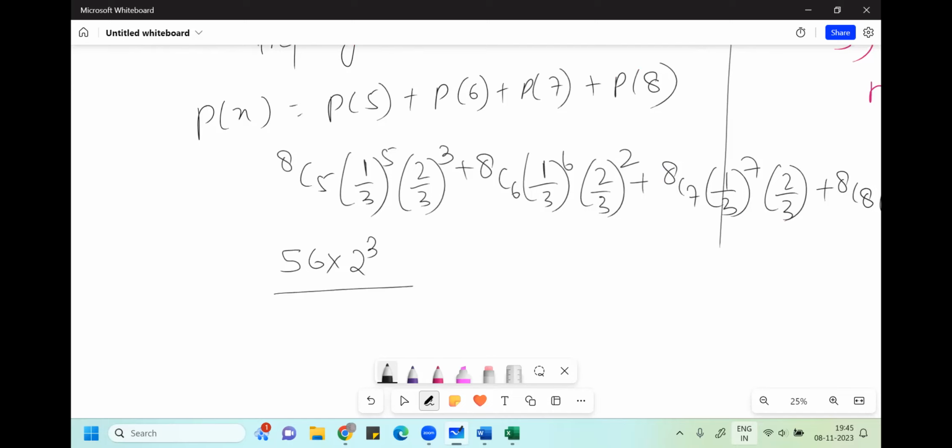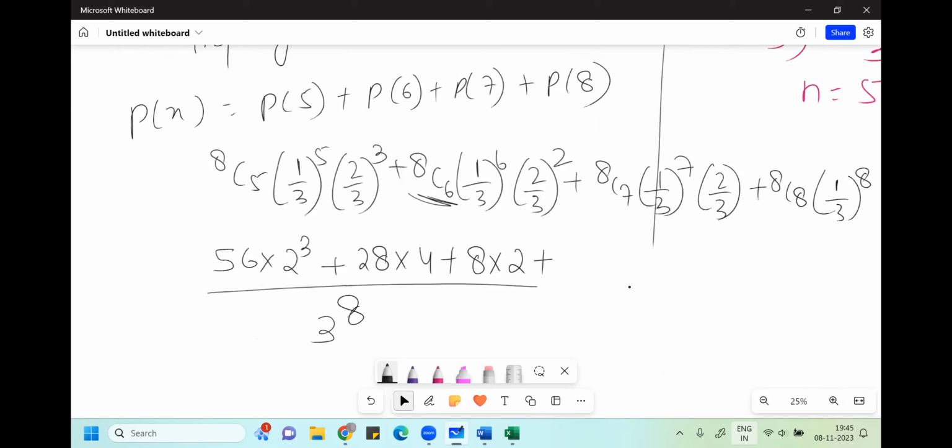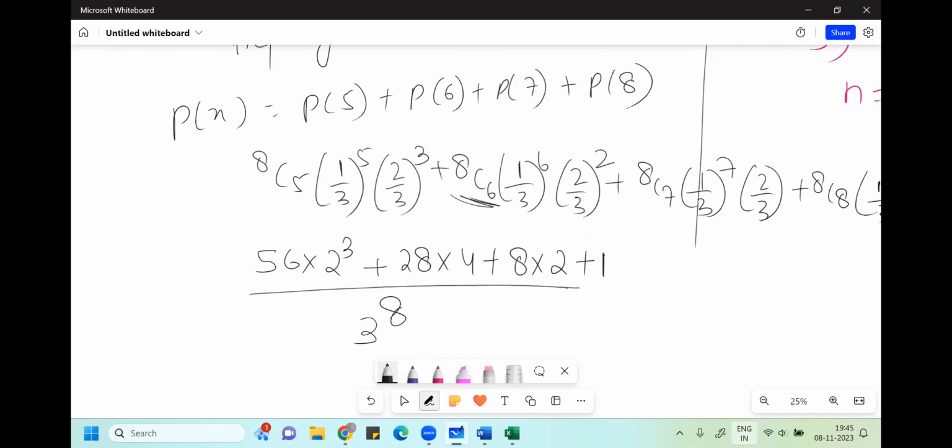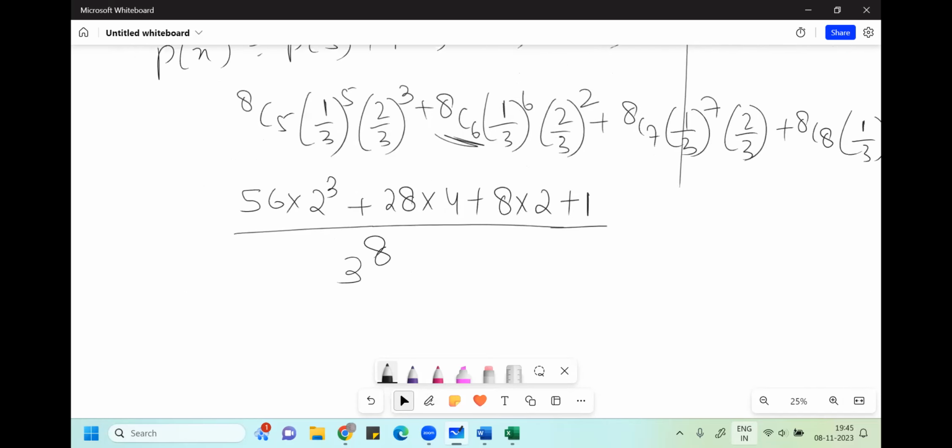Let me wait for all of you. This is 3 to the power 8. Denominator will be 3 to the power 8 only. Then this would be 8C2. 8C6 is 28. 28 into 2 to the power 2 means 4, plus 8C7 is 8 and this is 2, 1 to the power whatever doesn't matter, plus 8C8 is 1 and that is 1 only. So this would be the thing.